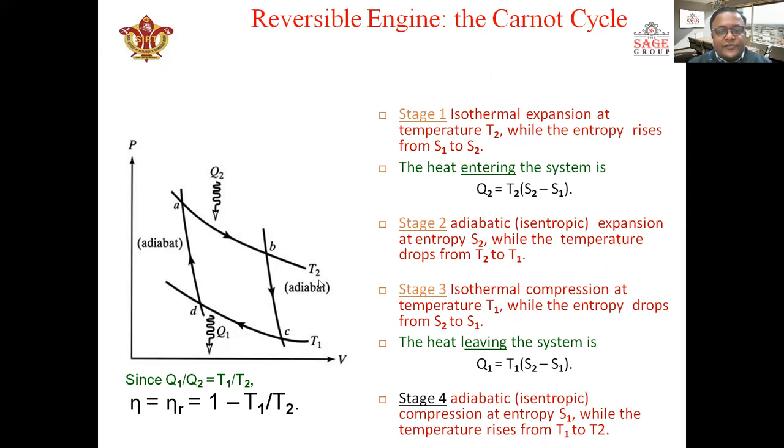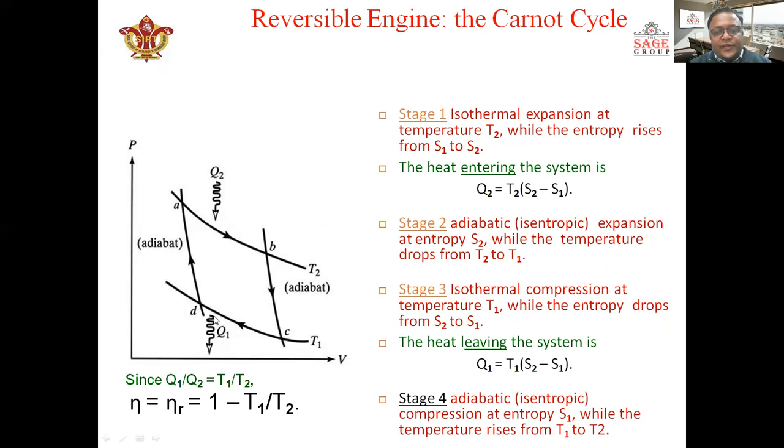Stage 2 is called the isentropic or adiabatic process, where the temperature decreases and the entropy remains constant. No heat enters from the surrounding to the system and no heat leaves from the system to the surrounding. It takes place in the B to C process.